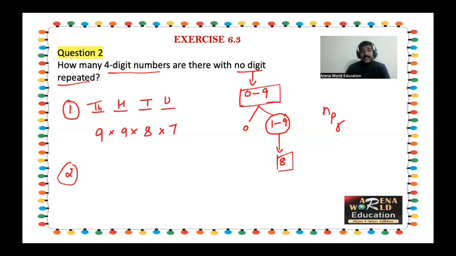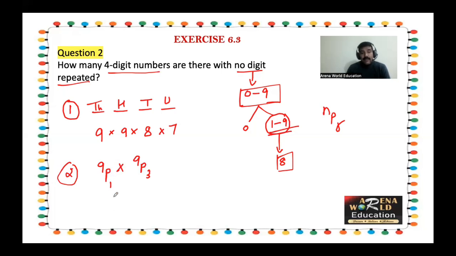So the restriction is that the thousand place can never be zero. So we have 9 non-zero numbers and we need only 1. So it will be done by 9P1 ways, right? And the remaining 3, yes, they will be filled by 9P3 ways, right?